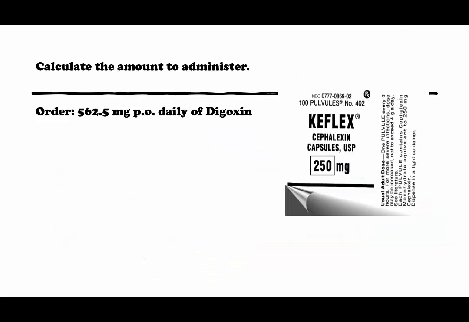How about our last example? So our last example, the order calls for 562.5 milligrams. PO just means oral, and then daily means once per day. And what do we have here? We have 250 milligrams. This one has 100 capsules. Let's go ahead and set this up. So the desired amount is 562.5 milligrams divided by what's on hand, 250 milligrams, times 1 capsule. The units cancel, which they should.